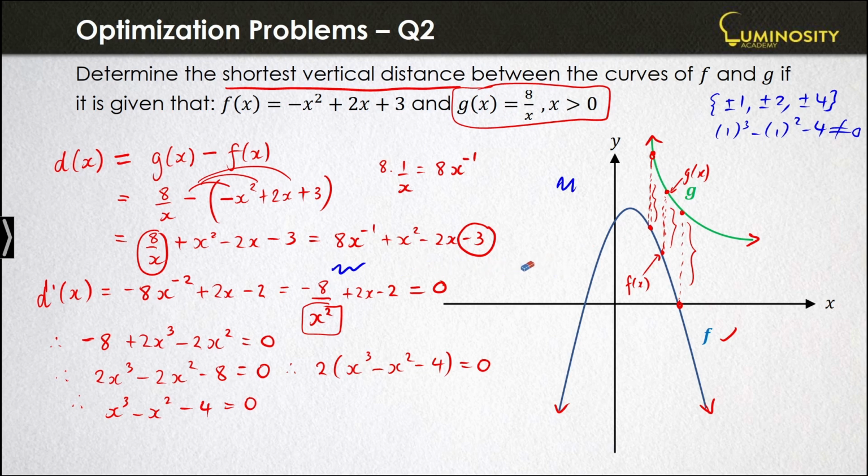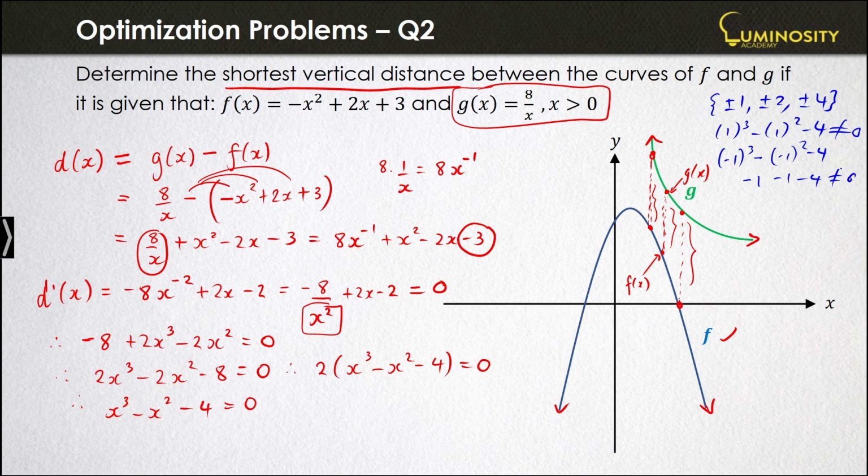Okay, so let's put that up here. If I put negative 1, that's negative 1 cubed minus negative 1 squared minus 4. That's going to give you negative 1 minus 1 minus 4. That's still not 0. Okay, so now we carry on with the factors.